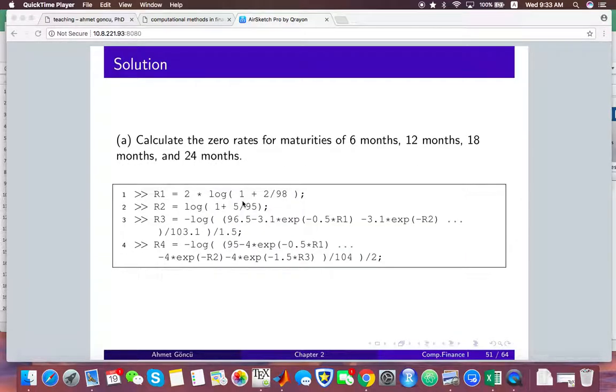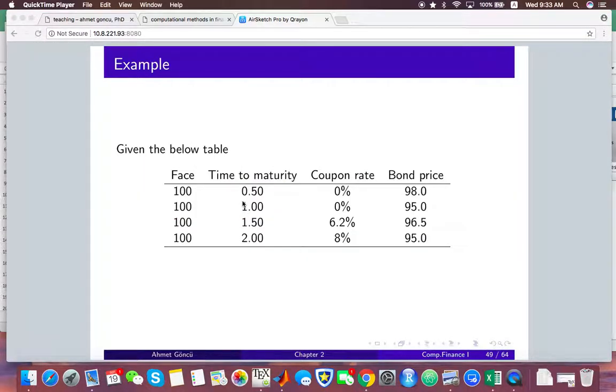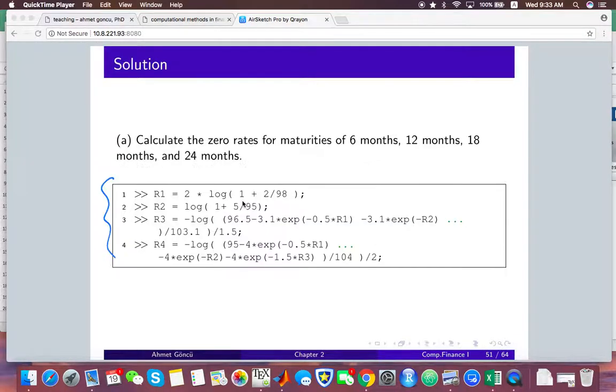So if we start by calculating the zero rates, it's just like we did before. I have the MATLAB code here, and you can notice that I'm using continuous compounding. For the first one, you can notice our information. This is 0.5. There is no coupon payment, and the bond price is $98. So if we do this calculation in MATLAB, we have 2 times the natural log of 1 plus 2 over 98. This gives us the zero rate for the half-year maturity.